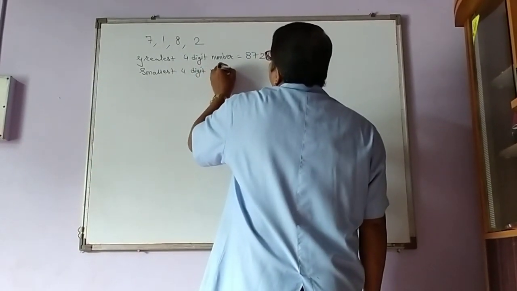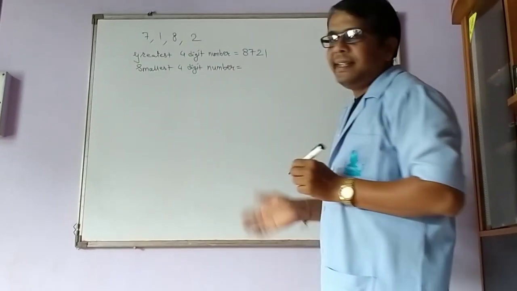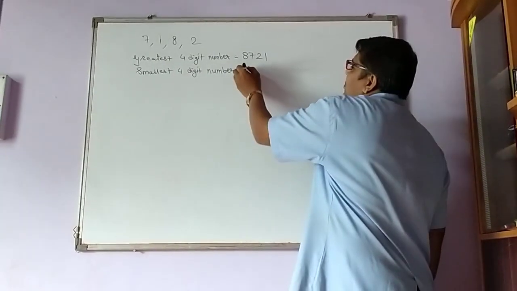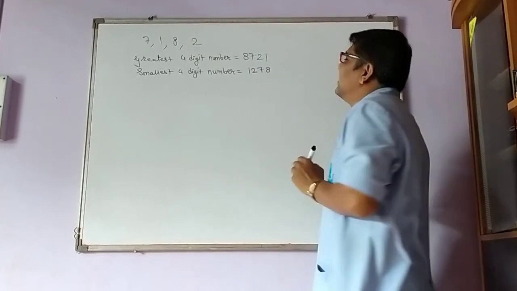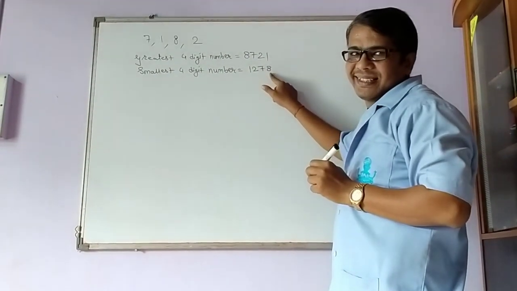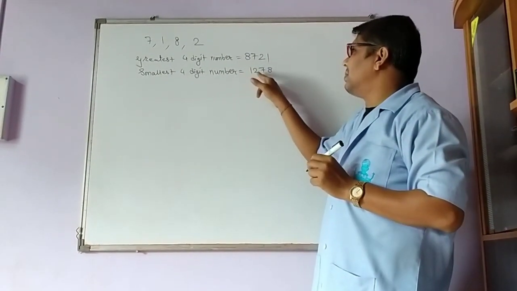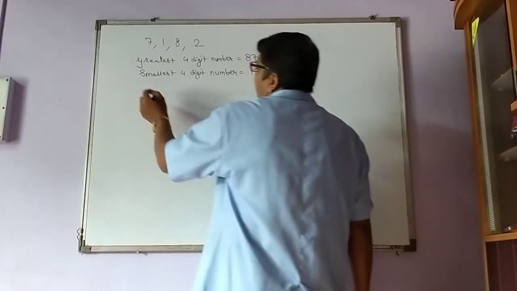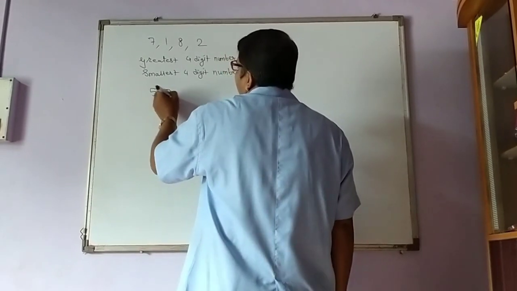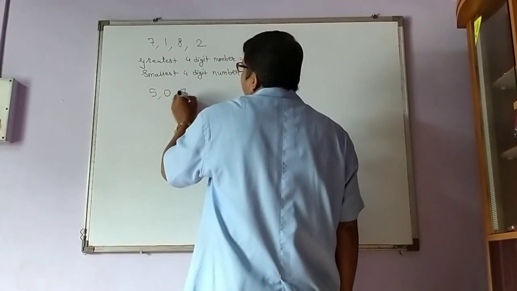And if I want to form the smallest 4-digit number, so what I have said, follow the ascending order. So the smallest digit will come first, 1, 2, 7, 8, and the greatest goes last, right? So what is the number? 1278. But suppose I have got 0, then let us see what happens.